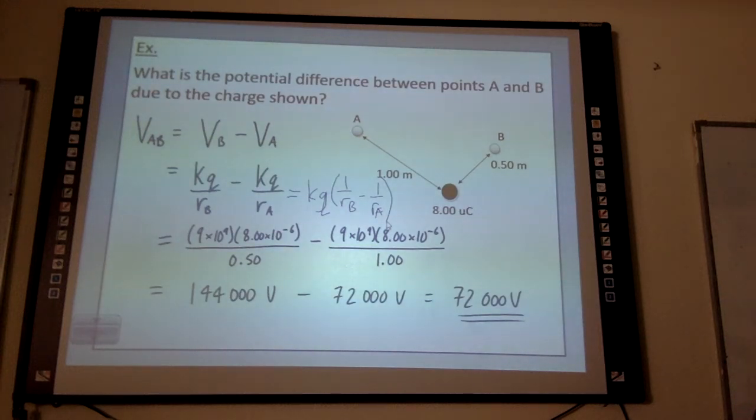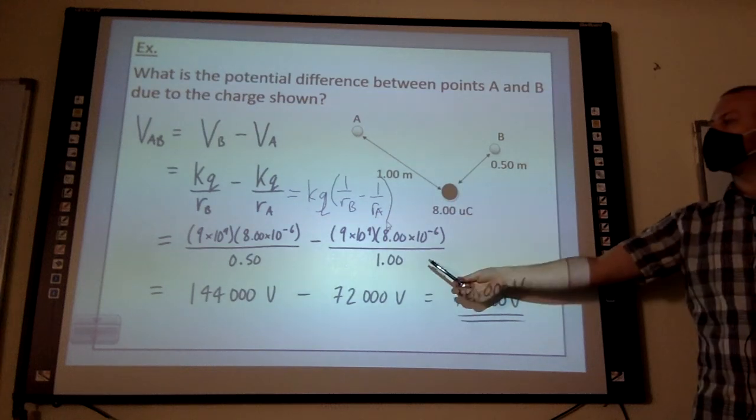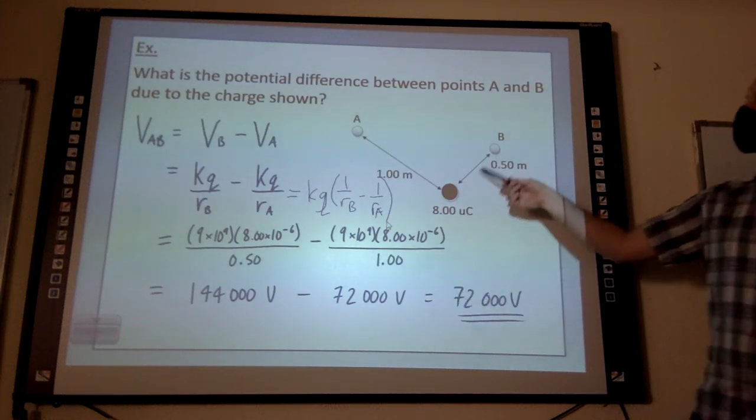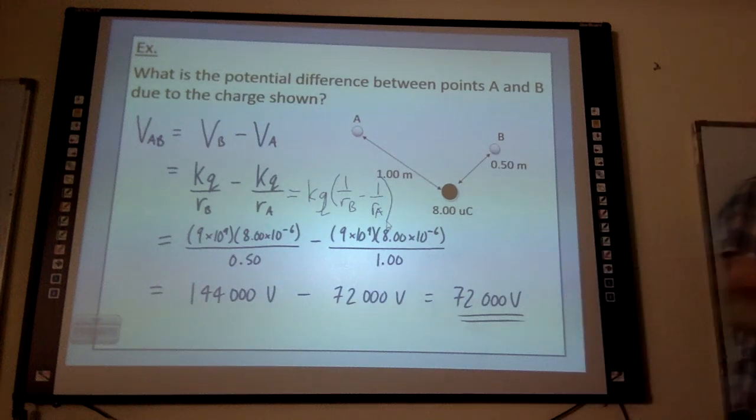If the diagram doesn't already indicate which is A and which is B, would we know which is bigger by seeing which distance is smaller? Yes, you can just figure it out based on the distances. Since you're dividing by distances, the smaller distance has the higher potential.